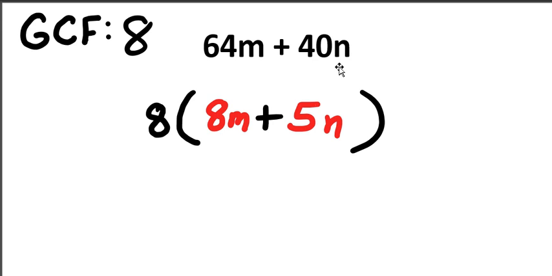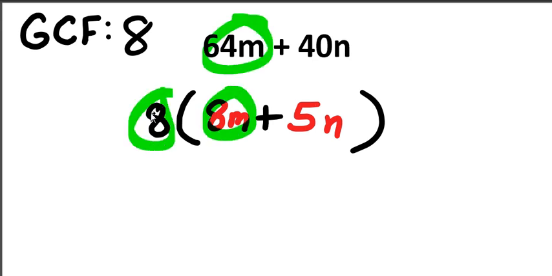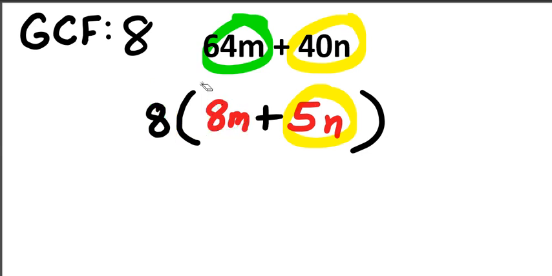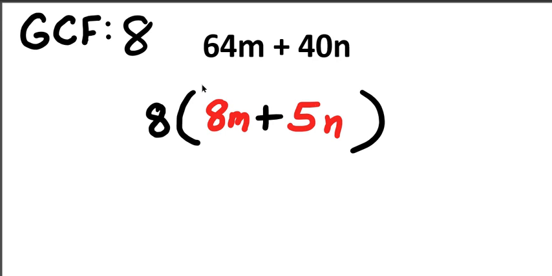Now, double checking ourselves like always. Is it true that 8 times 8 M's gives us 64 M's? Yes, that's totally true. Is it true that 8 times 5N gives us 40 N's? Yes, it's totally true. Hallelujah. Okay. And there you have it, friends.